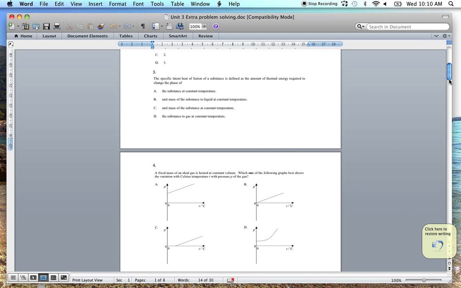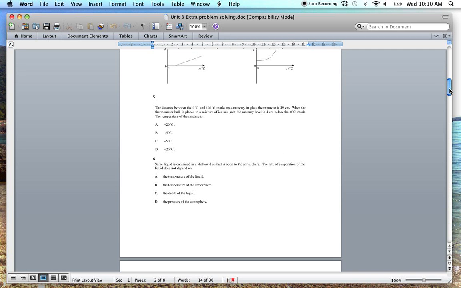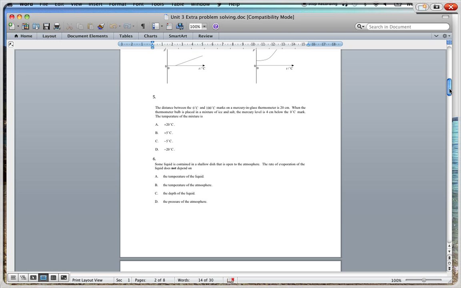Going on to question number 5 and 6. Okay, so we've got the distance between 0 and 100 degrees marked on a mercury in glass thermometer is 20 centimeters. So from 0 to 100 is 20 centimeters. When the thermometer bulb is placed in a mixture of ice and salt, the mercury level is 4 centimeters below 0 degrees Celsius. Mark the temperature of the mixture. So basically you're going from 0 degrees to 100 degrees Celsius, and you've got 20 centimeters. So each 1 centimeter must correspond to 5 degrees Celsius. So if we're 4 centimeters below, that would correspond to 20 degrees Celsius. But because you're below, you're going to be minus 20 degrees.